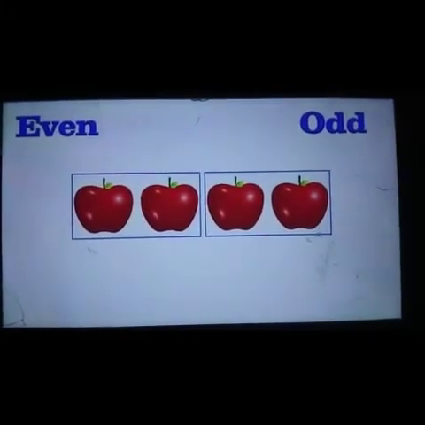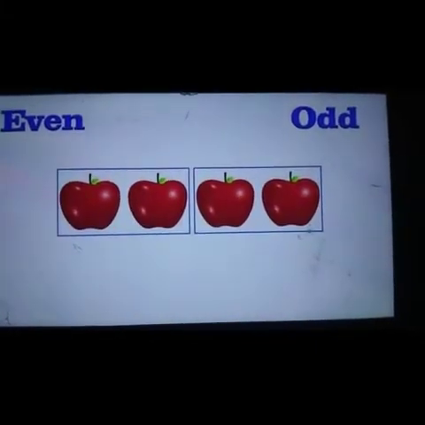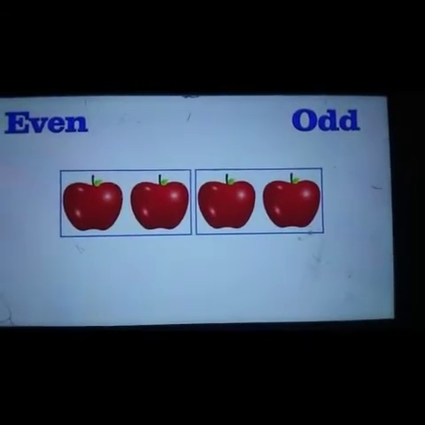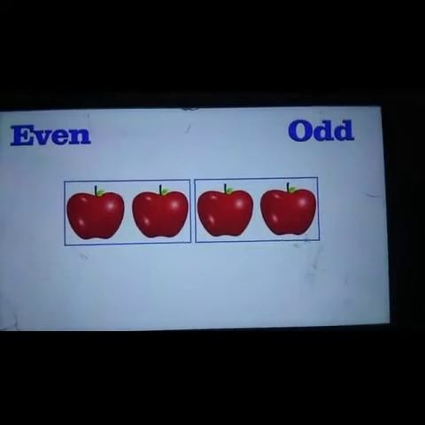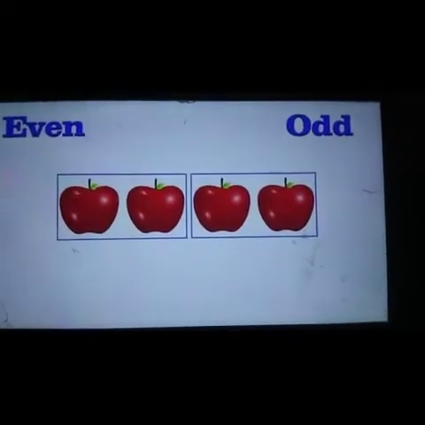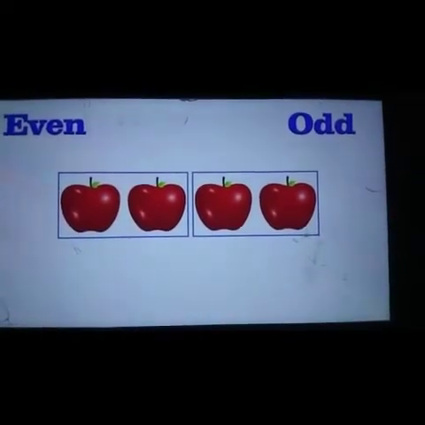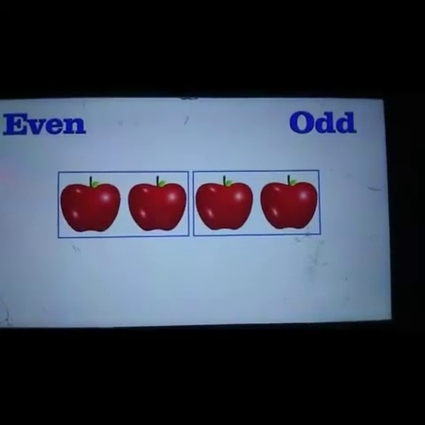Here both the pairs of apples are combined together. Two apples make one pair and the next two apples make the next pair. There is no more apple remaining. So these are even numbers.